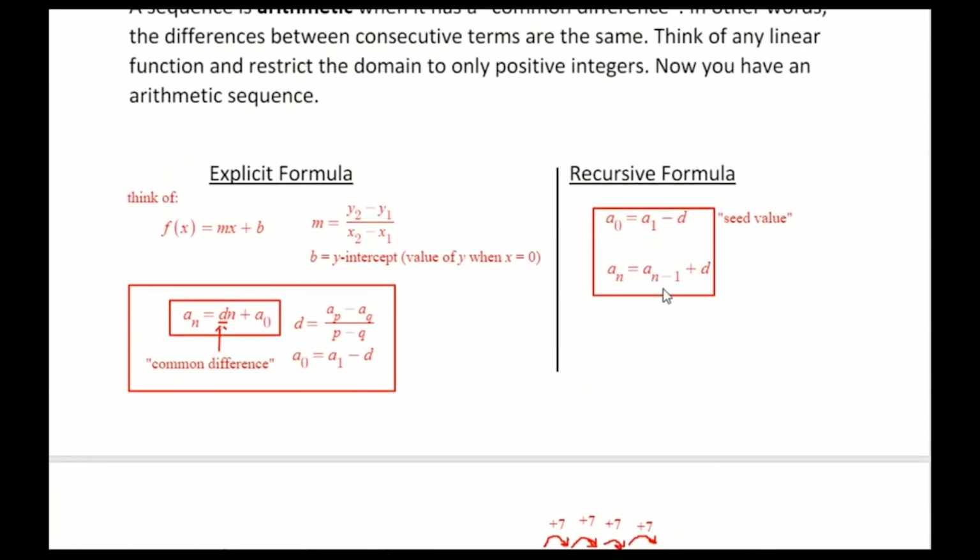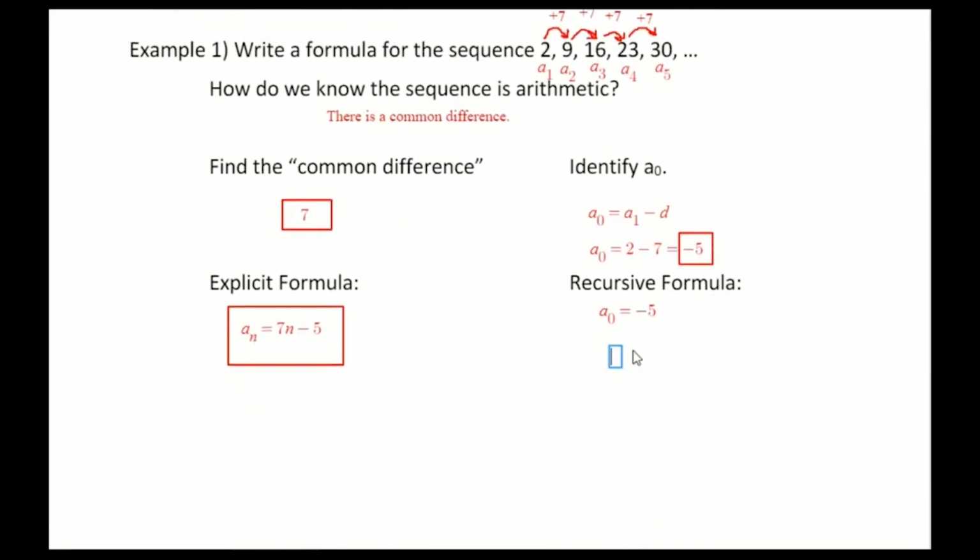So the recursive formula is going to look like this. After you establish your seed value, we're going to take the previous term, which will start with negative 5 as our 0th term, if there was such a thing, and then we are going to add 7. We add 7, which is our common difference, and that should work. If a sub 0 is negative 5, if I add 7, I get 2. If I add 7, I get 9. Add 7, I get 16, and so forth. So this is the way that we're going to write a recursive formula for this sequence.